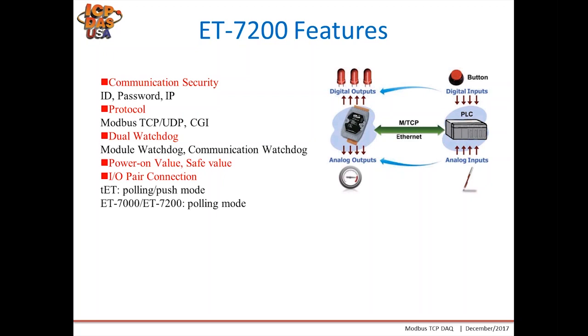The dual watchdog feature is built into both our ET and our ET7200 and ET7000 series. It's got power on and safe values like our other modules. This is in case communication is lost. The module will go to a safe value, and the power on value is when the module is powered up, what status each output will be assigned or predefined.